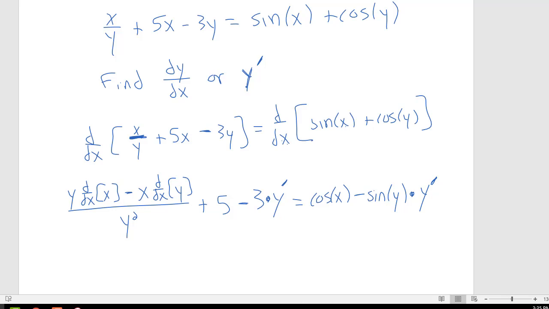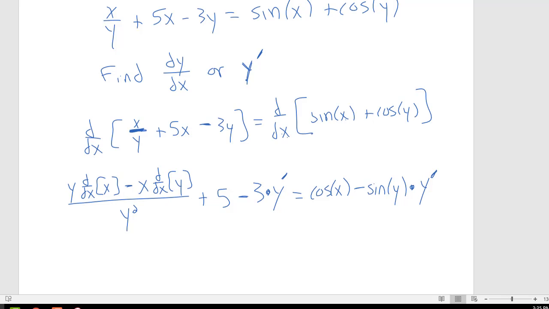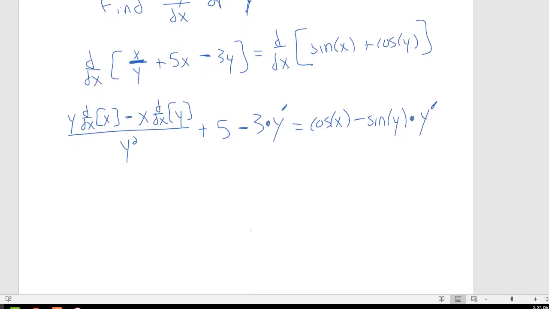So at this point, I'm almost done with my derivative, and the reason that I'm not done with my derivative is I didn't finish working through the quotient rule. So let's finish off this quotient rule. So what's the derivative of x with respect to x? That's just 1, right? And then what's the derivative of y with respect to x? So the derivative of y would be 1 and then times y prime.